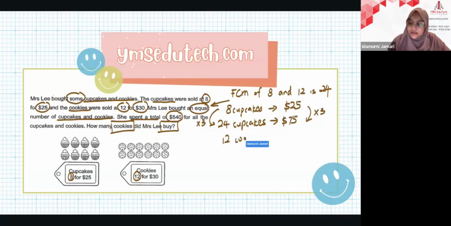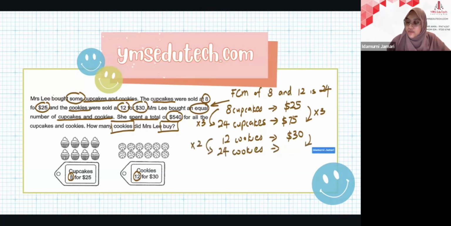12 cookies cost $30. Hence, 24 cookies cost, from 12, we multiply by 2 to get 24. Do the same to $30, multiply by 2, and we get $60.